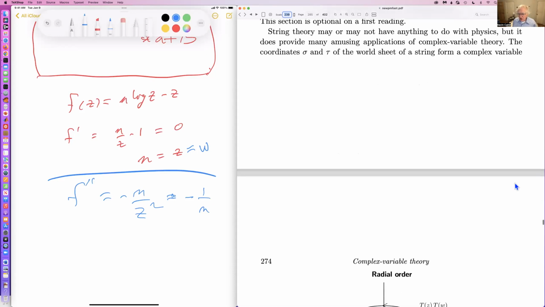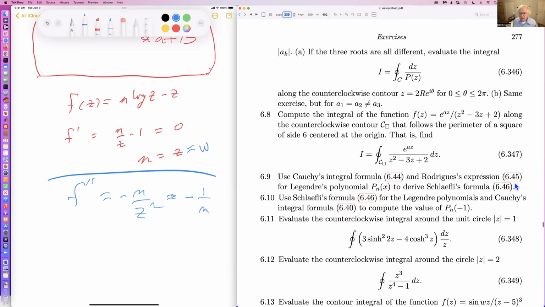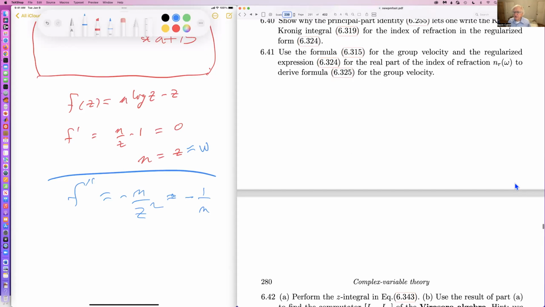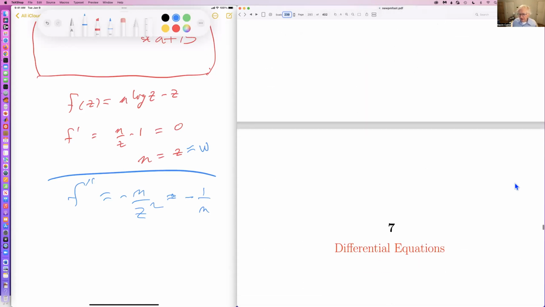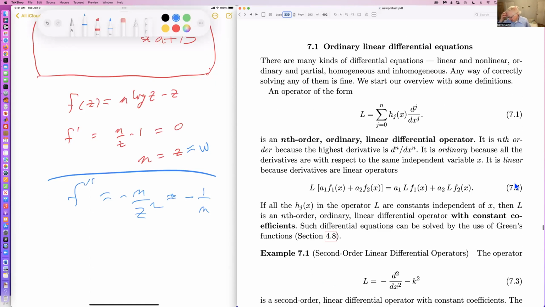So let's now go on, I think, to that section. By the way, the section on string theory was basically just an application of complex variable theory.